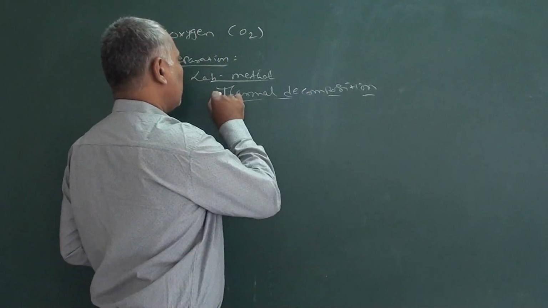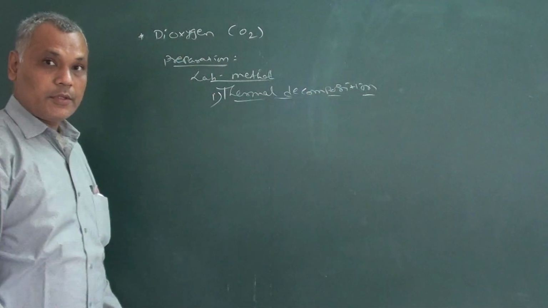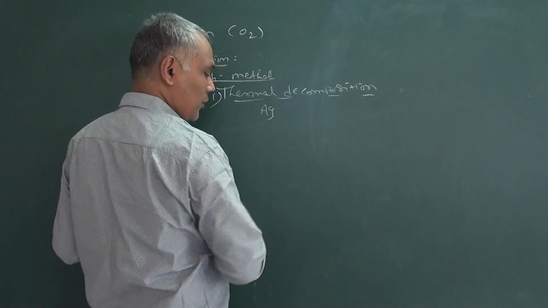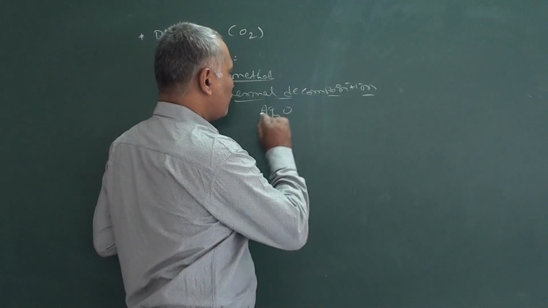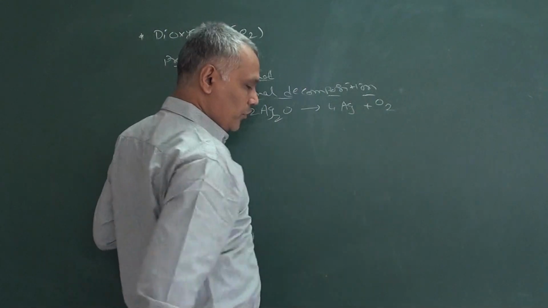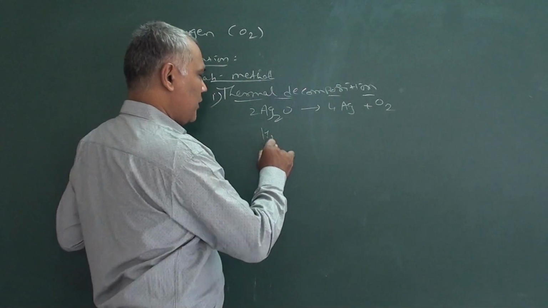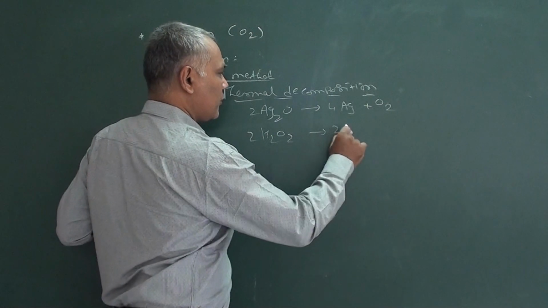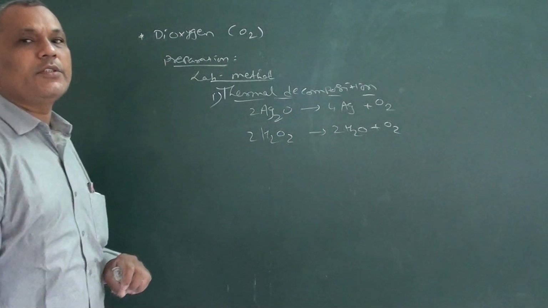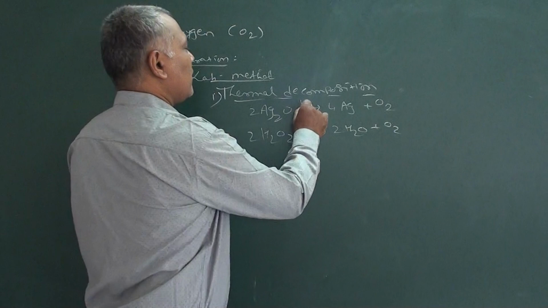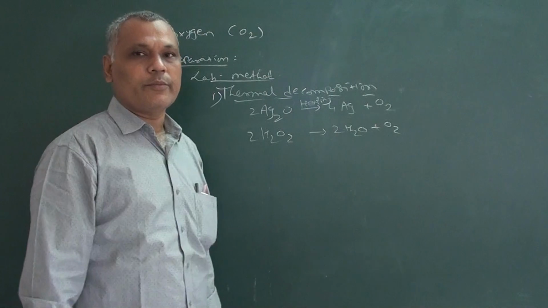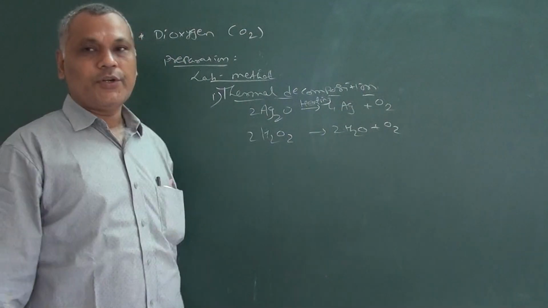What is thermal decomposition? One of the reactions that we are going to get is thermal decomposition. Thermal decomposition of what? We are getting it as HgO, which gets converted into Hg plus O2. Or we can have H2O2, which gets converted into H2O plus O2. These are easily available compounds which undergo thermal decomposition, that is, on heating they decompose themselves and produce oxygen.